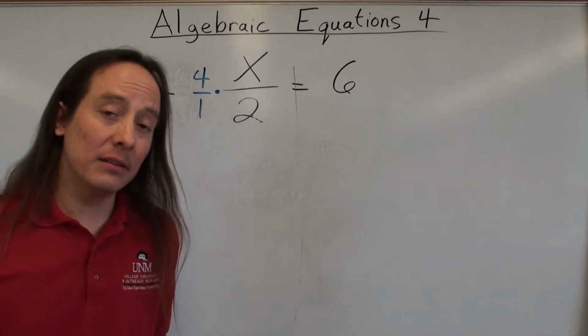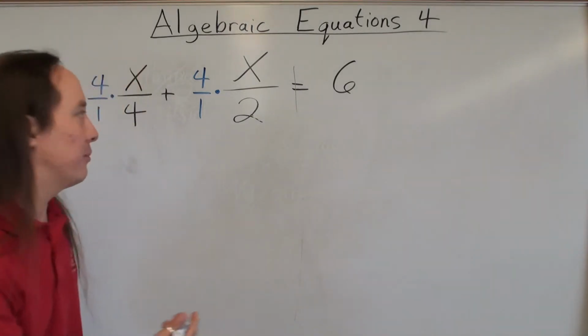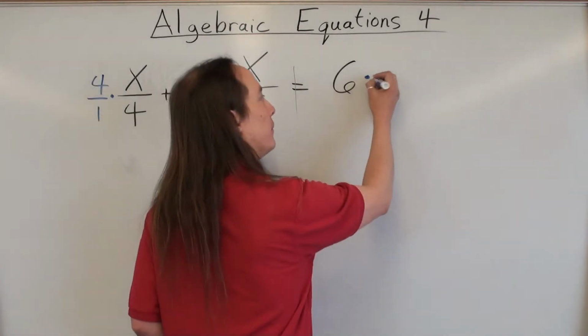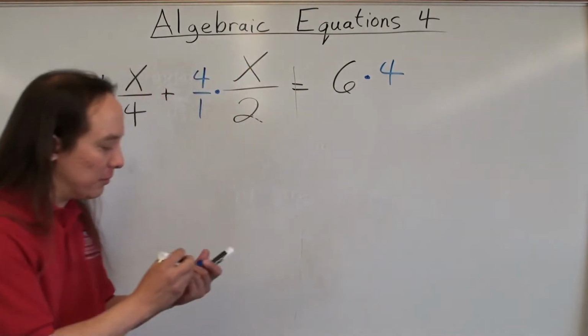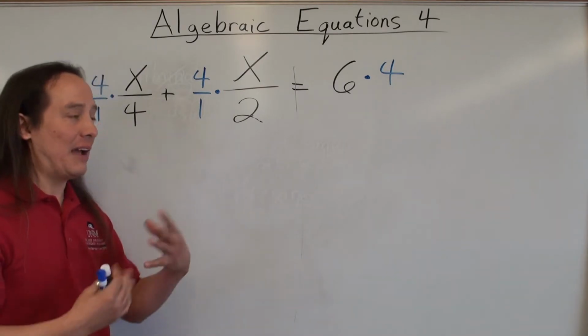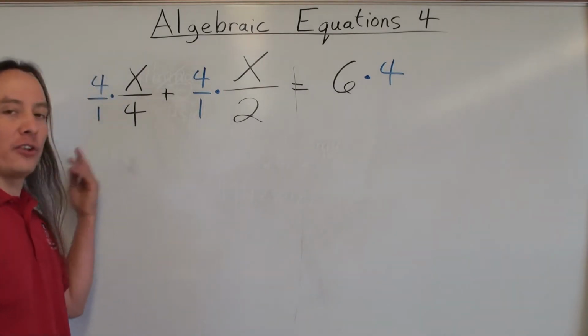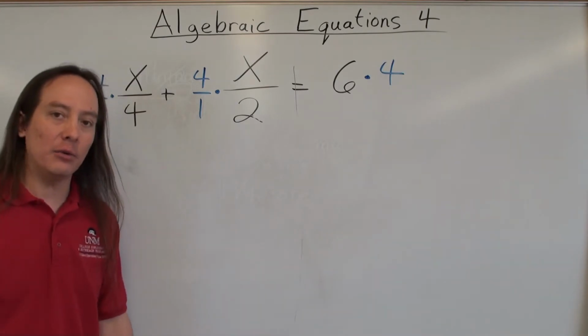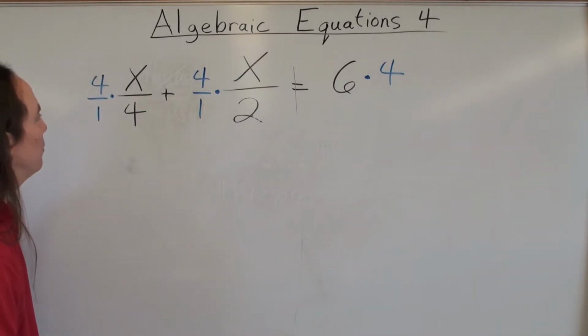I have to cancel, okay? And I might as well write what I have to do over here to this side too. So again, we're multiplying both sides by 4, but remember that this side has 2 terms, and I have to do that multiplication with every single term on this side of the equal sign. Okay? So let's see here.